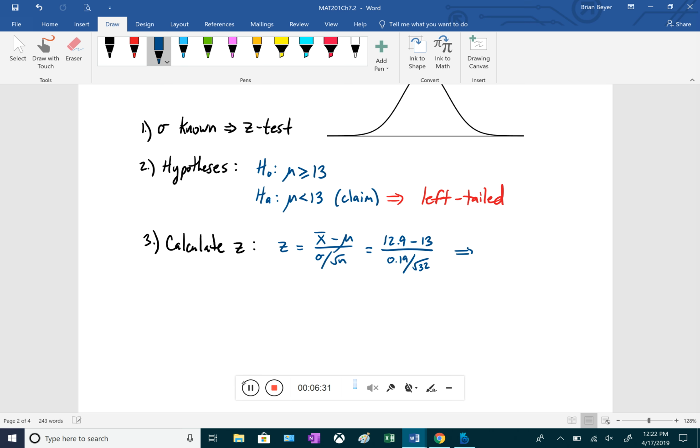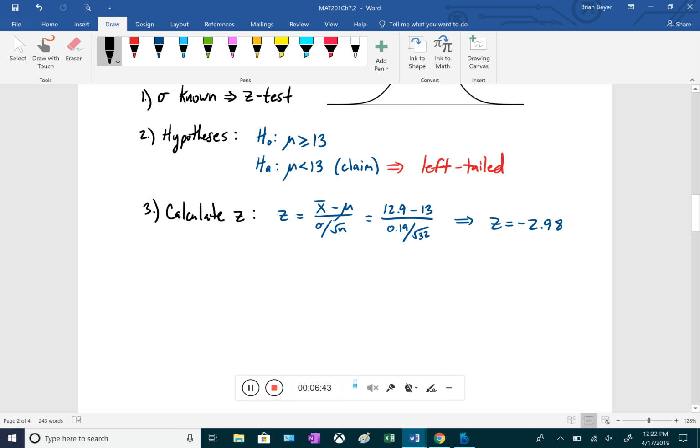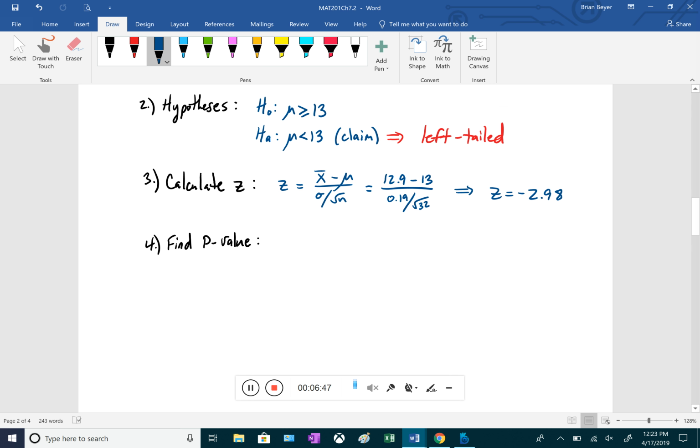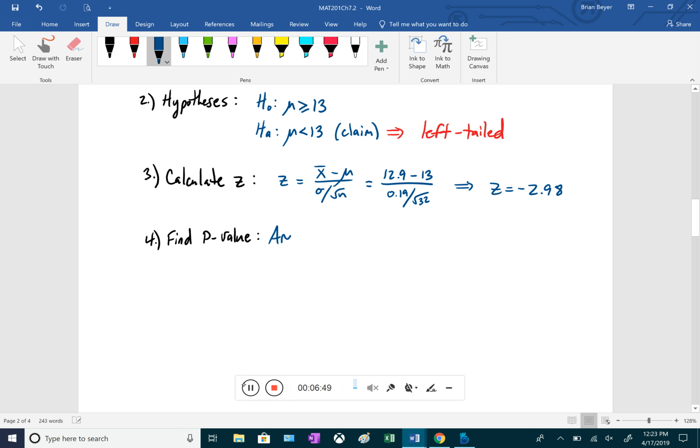So plugging everything in, we get z equals negative 2.98. Okay, so step 4 here is going to be finding the p-value. The p-value is going to be the area to the left, because it's a left-tailed test, to the left of the z-score.